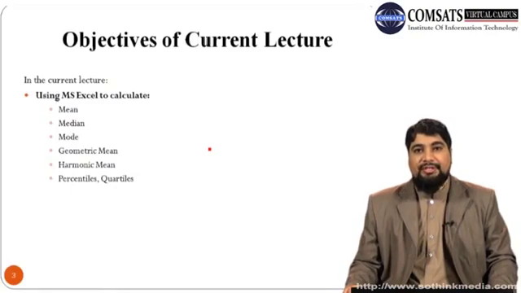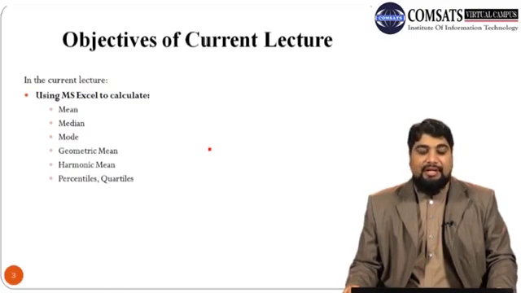So let us discuss the objectives of today's lecture. So in the current lecture, we will use Microsoft Excel spreadsheet program to calculate mean, median, mode, geometric mean and harmonic mean. So it means we will use MS Excel to calculate all measures of central tendency. And then we will also use MS Excel to calculate percentiles, quartiles and deciles as well. So let's start MS Excel spreadsheet.